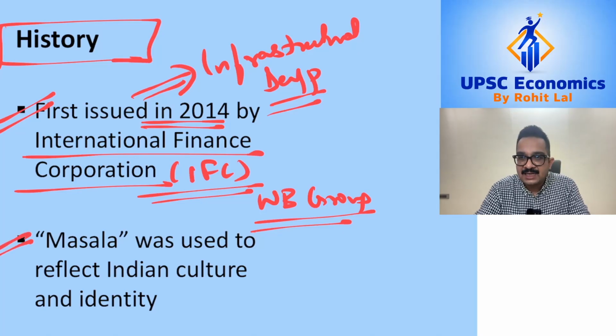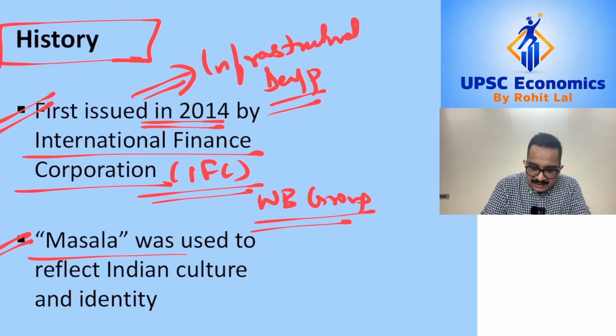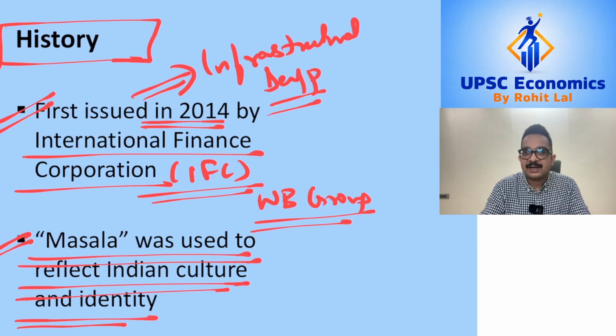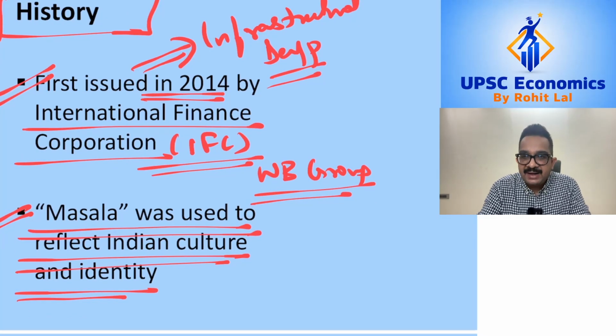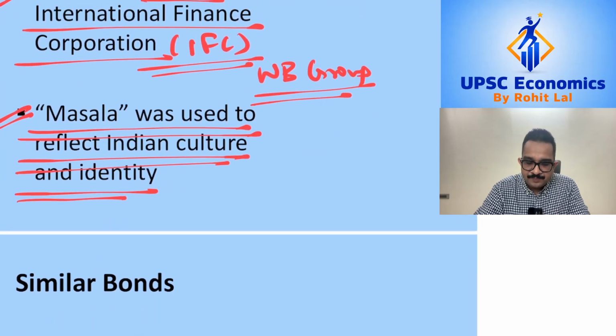Now the word masala was prefixed to these bonds when they were being issued by IFC, because IFC wanted to reflect the distinct Indian culture and identity. So the word masala would help an investor clearly distinguish these bonds from other bonds and clearly understand that these bonds are meant for India, or they are meant for investment purposes in India. So in order to promote that distinct Indian identity, the word masala was prefixed to these bonds.